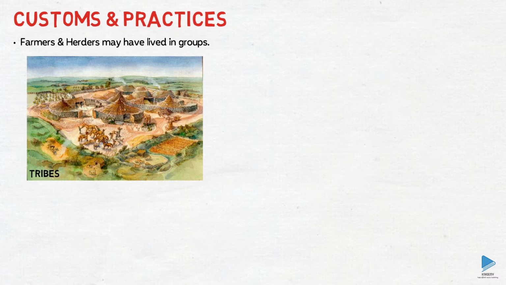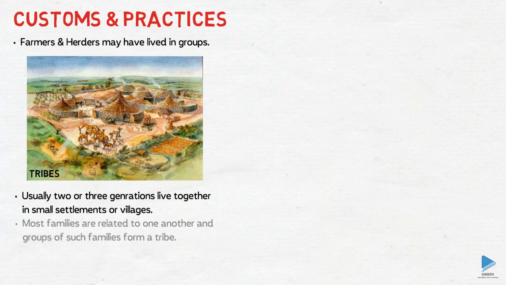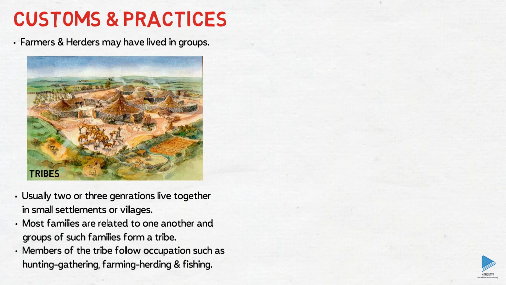Tribes are small settlements in which usually 2 or 3 generations live together. Here most families are related to one another. Members of a tribe follow occupations such as hunting, gathering, farming, herding and fishing. Women mostly do agricultural works. Children look after plants, protecting them from birds and animals, and men usually lead large herds of animals in search of pasture. They also take part in singing, dancing, and decorating their huts.